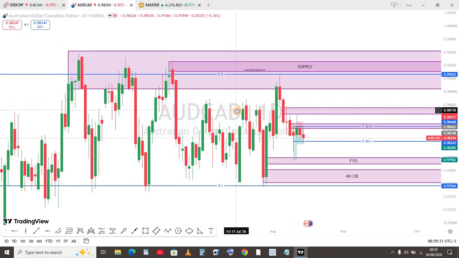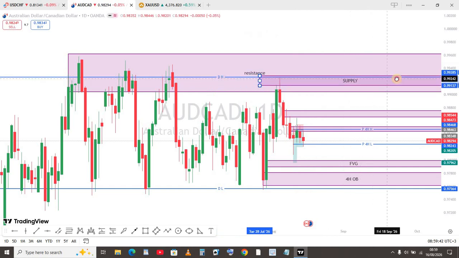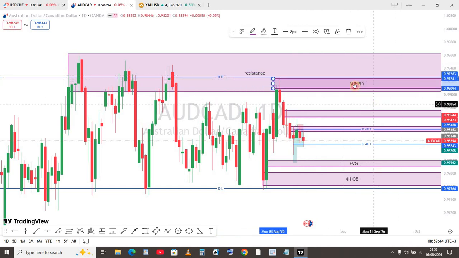So as you can see, this is now clear. A resistance at a supply area. After the market retested this resistance, it gave us a supply. So I have to move this supply to this area. So this is our supply again.